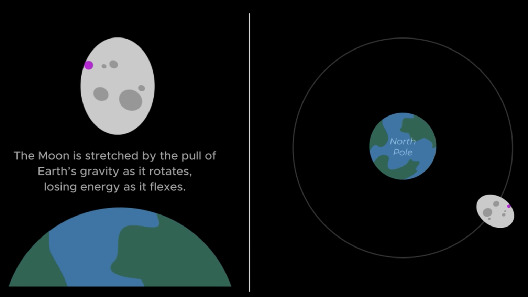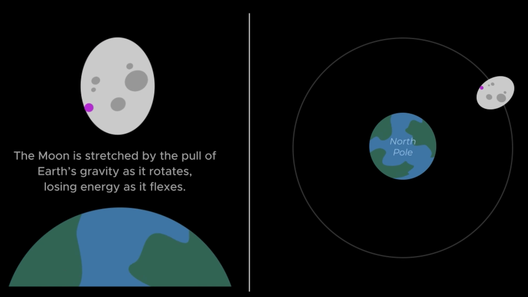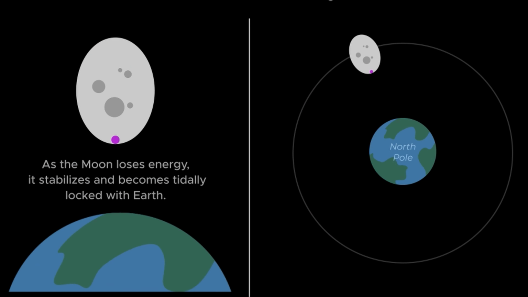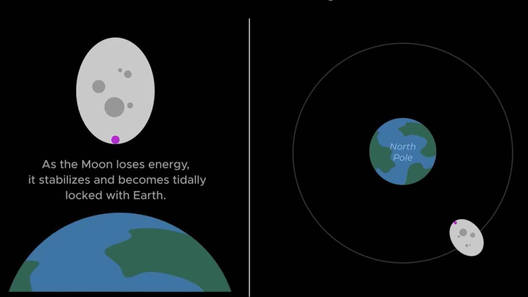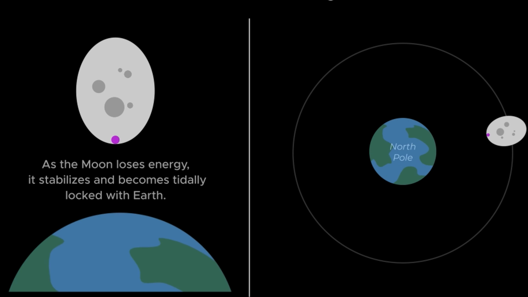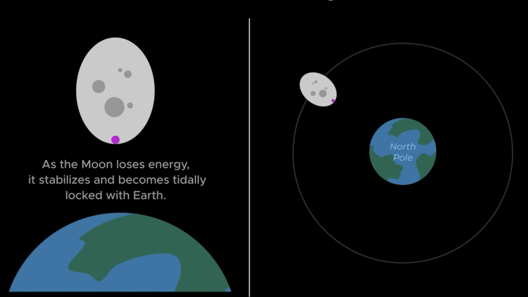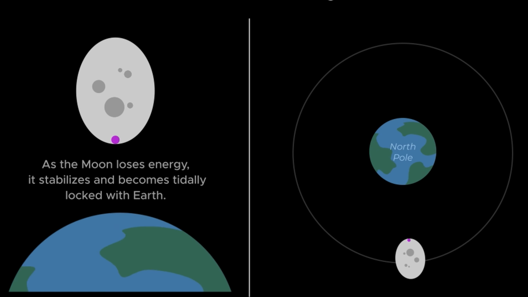This bending and flexing released energy in the form of heat. As this process dissipated that energy, it slowed down the moon's rotation until a single spin on its axis matched the amount of time it took for one trip around the Earth. With no more energy to dissipate, and the spin rate no longer changing, the moon became locked in place with Earth.